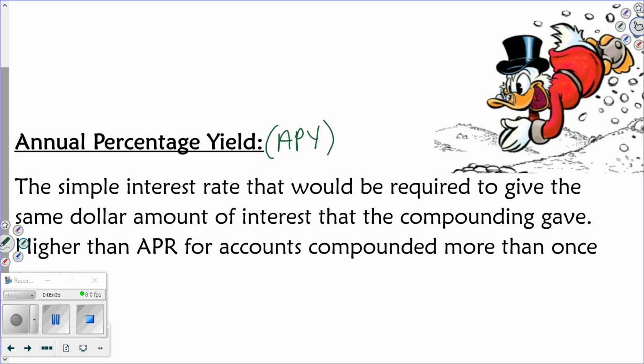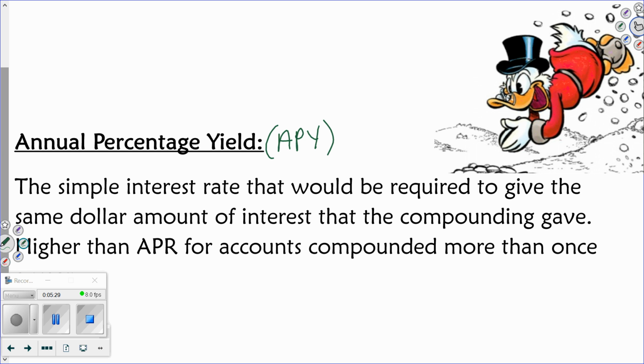It's the simple interest rate that would be required to give the same dollar amount of interest that the compounding gave. So, compounding takes the money and keeps adding it on, adding it on, adding it on. So you're making more and more every year. Well, what simple interest rate would you need in order to make the same amount of money over that same amount of time?